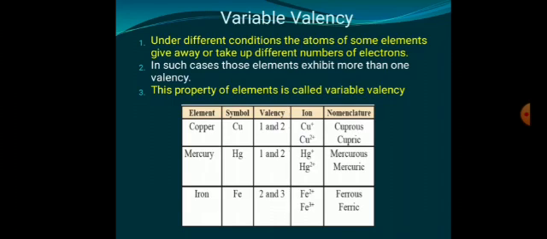Iron exhibits variable valency 2 and 3. Fe2+ ion is called ferrous ion and Fe3+ ion is called ferric ion. And therefore iron forms two compounds with chlorine, FeCl2 ferrous chloride and FeCl3 ferric chloride. You can write down this table in your science copy.